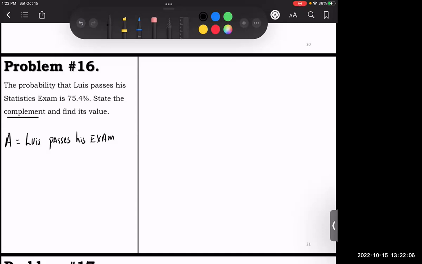If A is that Lewis passes the exam, then by the definition of a complement, it means that he may not pass the exam. Yes, exactly. The complement is the opposite. Yeah, it's like saying the opposite. So we use this notation A bar to mean not A. So if A is that Lewis passes the exam, then not A means that Lewis fails the exam, right? If you're not passing it, then you're going to fail. So A bar is Lewis fails his exam.